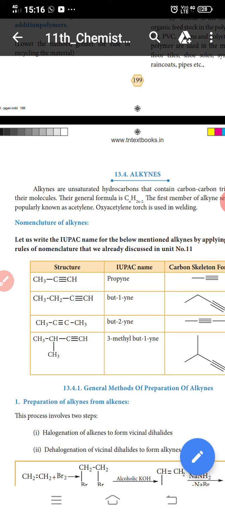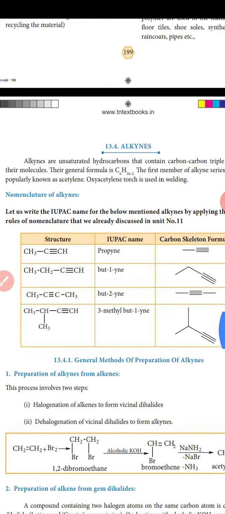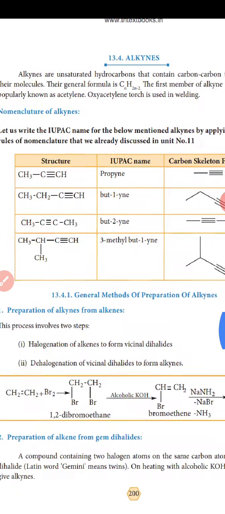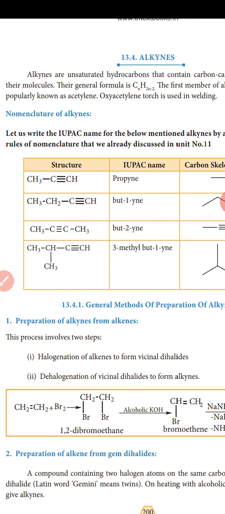The nomenclature of alkynes: the structure, IUPAC name and carbon skeleton formula. The first ones are propyne and 1-butyne. See this table, very very important. The IUPAC nomenclature of the alkyne: let us write the IUPAC name for the below mentioned alkynes by applying the general rules of nomenclature that we already discussed.